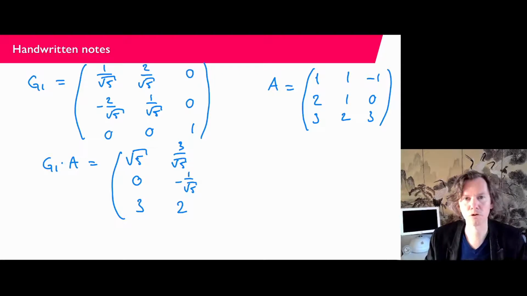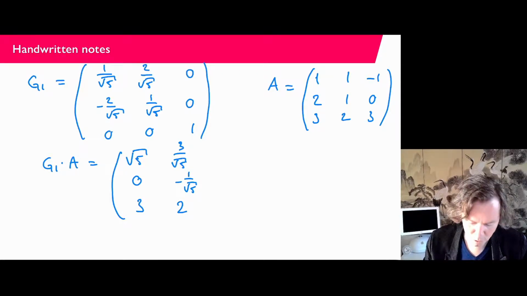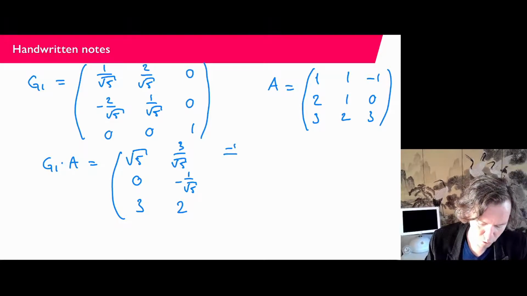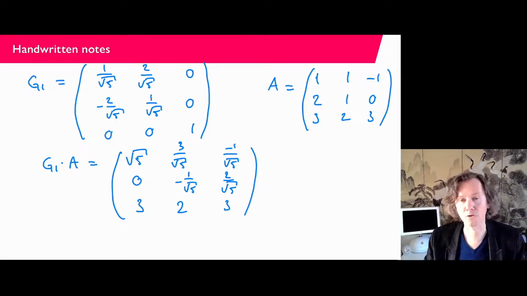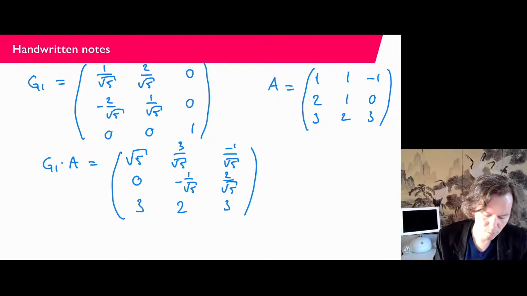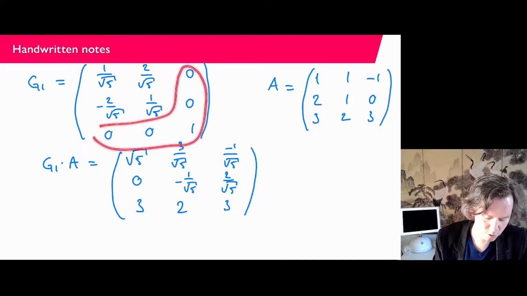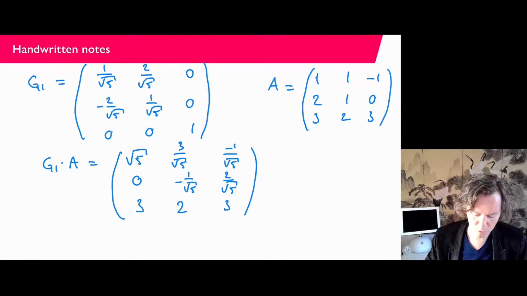I have these on a bit of scratch paper. I don't do this by hand so fast. The third column is minus 1 over square root of 5, 2 over square root of 5, and 3. Of course, the last row is not changed, basically because G1 doesn't touch the third component of vectors.